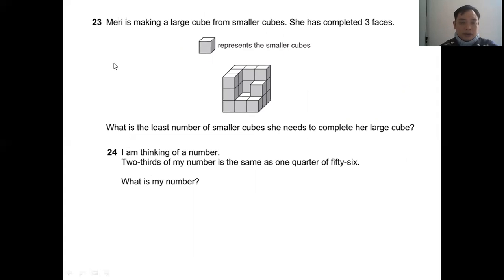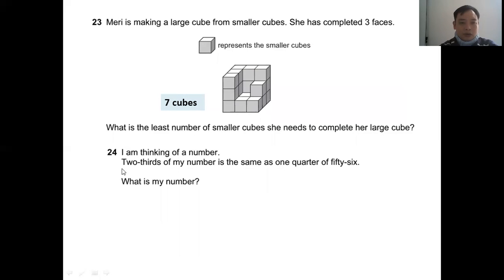Question 23. Mary is making a large cube from smaller cubes. She has completed 3 phases. This small cube, okay, this is a large cube. What is the least number of smaller cubes she needs to complete her large cube? So 1, 2, 3, 4, 4 at one layer, and 1, 2, 3 at the back. So another 3. So in total you will have 7 cubes.